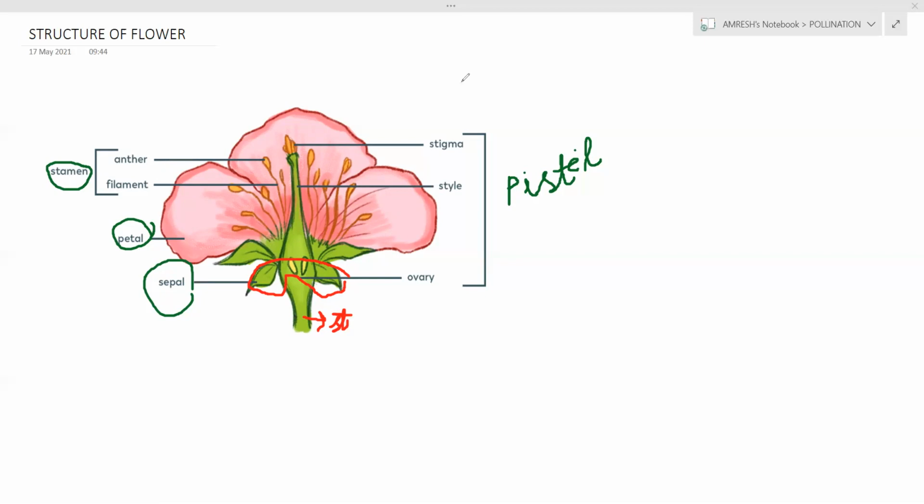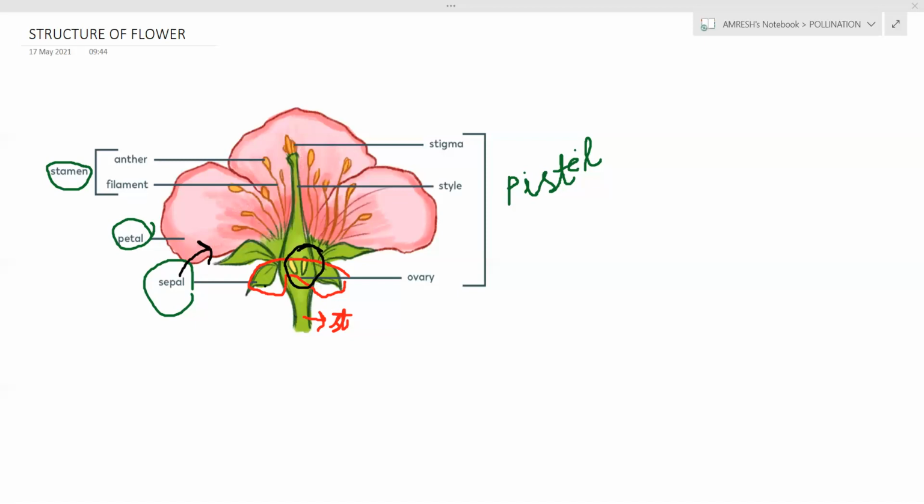They protect the bud. This sepal, they protect the bud. You see the bud is here. They protect the bud and also provide nourishment. Nourishment means food. They prepare food for the flower.